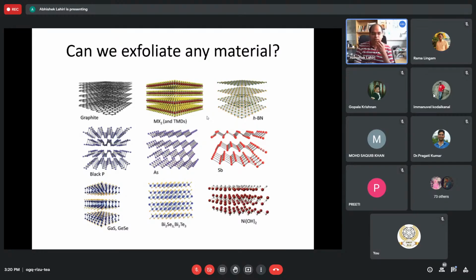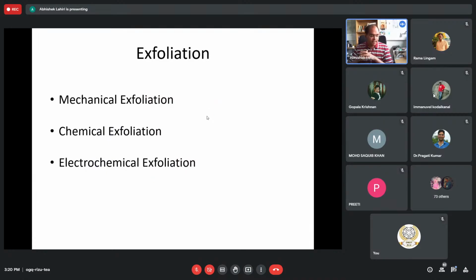So how do we now exfoliate any material? There are three ways one can exfoliate materials. One is mechanical exfoliation. You're simply applying a shear force, so you exfoliate the material.